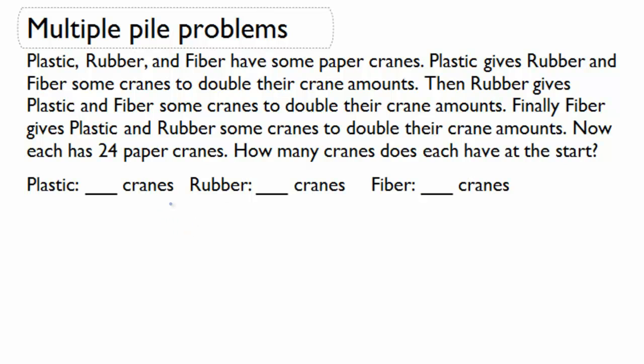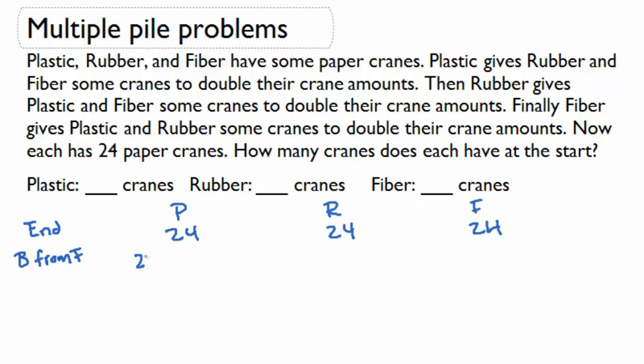Alright, so if we make a chart to figure this out, we're going to have plastic, rubber, and fiber. And we know that at the end, they each have 24. Now we're going to look at what they would have before the last transfer, which is the transfer from fiber. It says, finally, fiber gives plastic and rubber some cranes to double their crane amounts. So in this last step, both plastic and rubber are going to double their amounts.